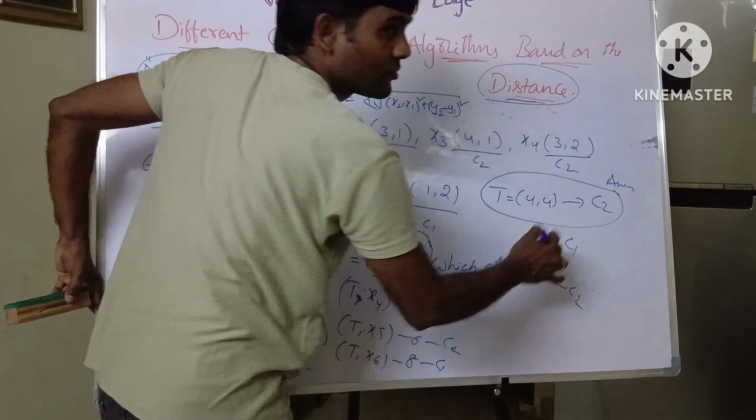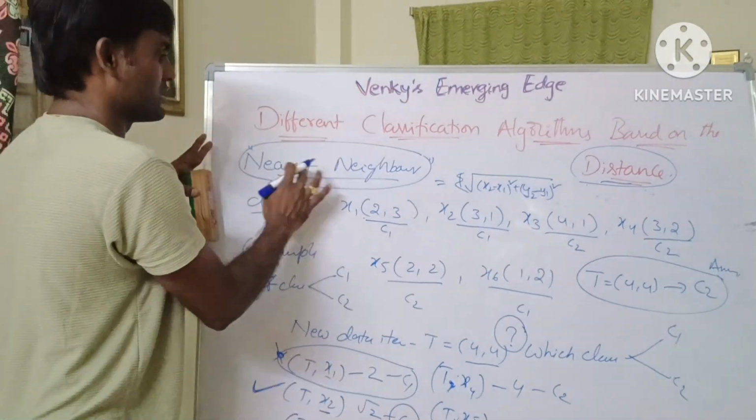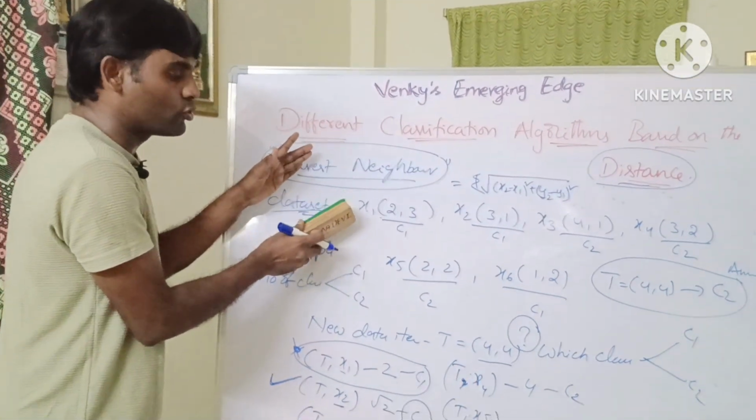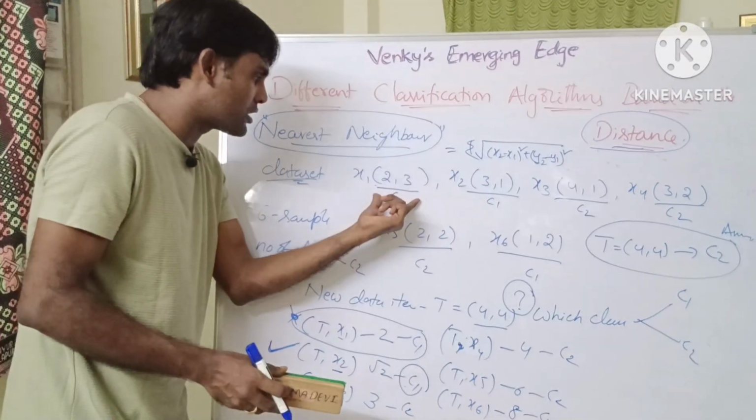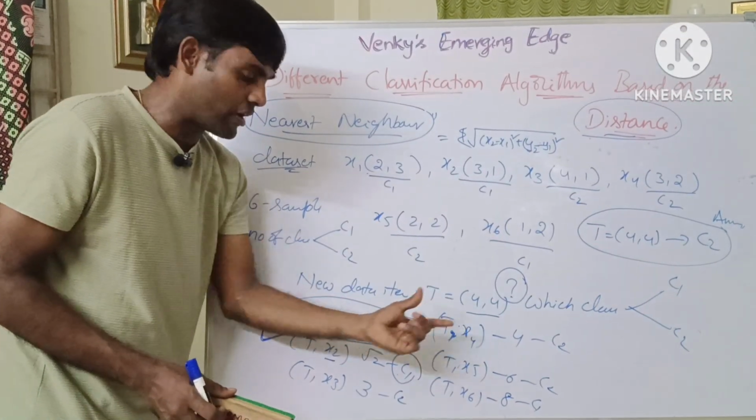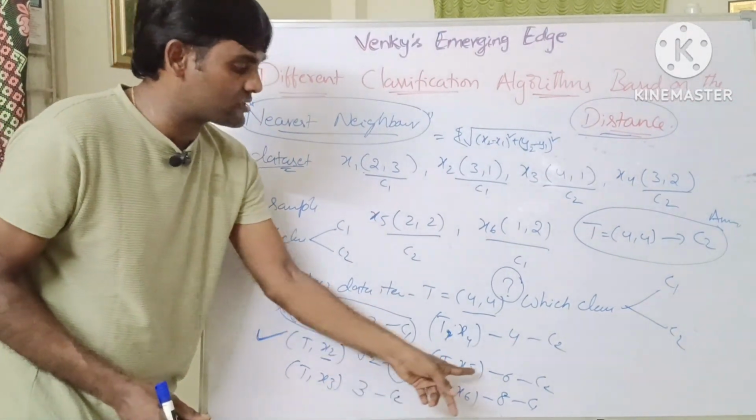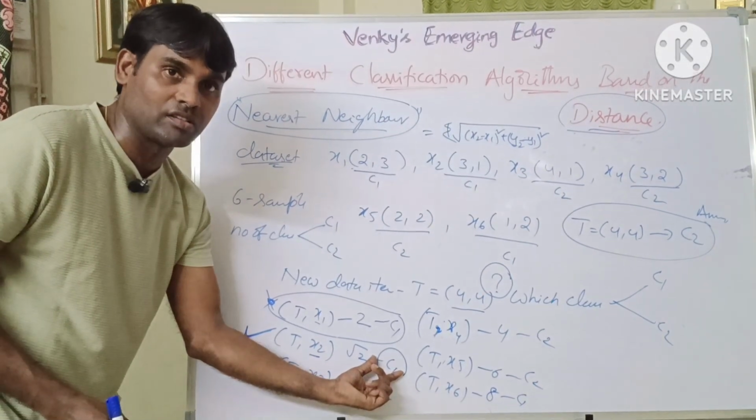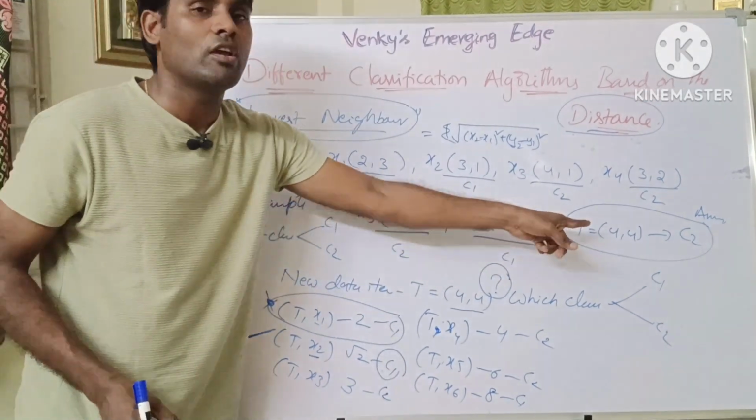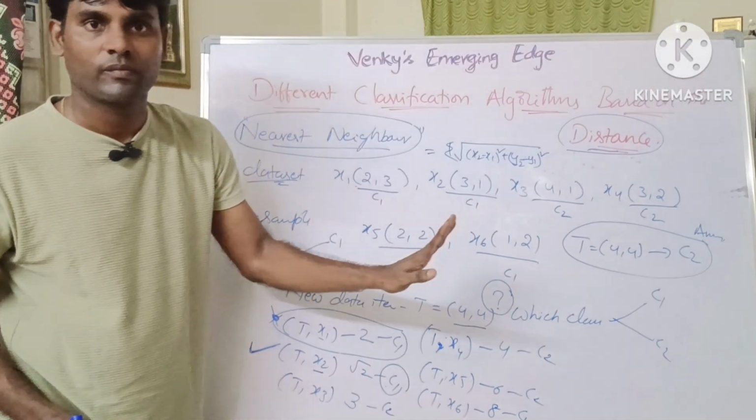Is it clear? This is nearest neighbors. So here we need to find the distance from all the sample data set items to the new data item. Then out of these distances, find which one is least. Then whichever class that sample is related to, that class is assigned to the new data item. Is it clear? Okay.